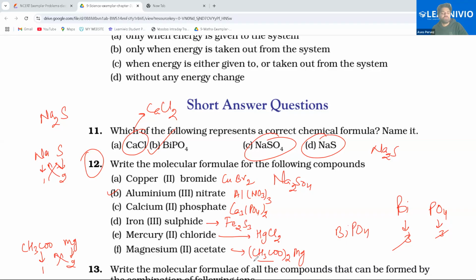Acetate ion को पहले लिखते हैं, ये rule है. Okay, and then magnesium. Got it? Understood everyone? Please note it down fast.